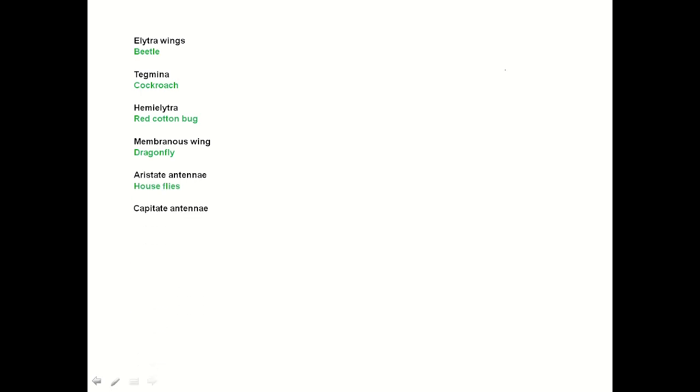Elytra type of wing is seen in beetles. Tegmina wing is seen in cockroach. Hemelytra type of wing is seen in red cotton bug. Membranous wing is present in dragonfly. Aristate antenna seen in houseflies. Capitate antenna present in butterfly. Geniculate antenna present in ants. Fossorial legs present in mole cricket. Hamulate type of wing coupling apparatus seen in honeybees. Cone type of mouth seen in thrips.